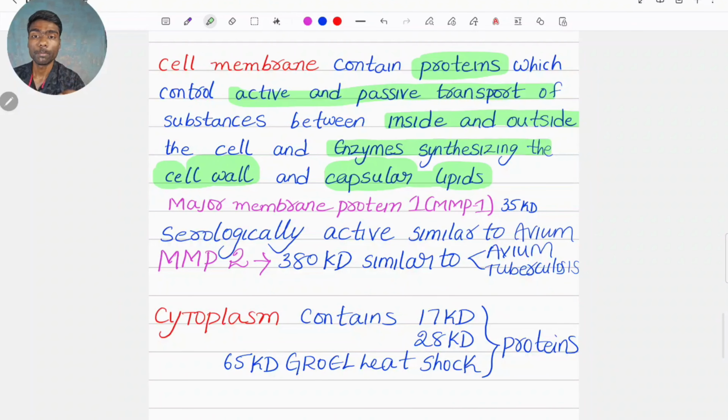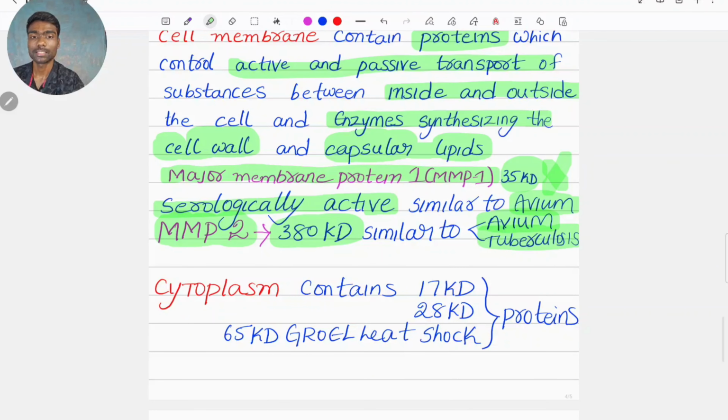It mainly contains two proteins known as major membrane protein 1, which is about 35 kilodaltons, and major membrane protein 2, approximately 380 kilodaltons. MMP1, MMP2. MMP1 is serologically active. It is similar to Mycobacterium avium. MMP2 is similar to both avium and Mycobacterium tuberculosis. Similar proteins are seen in those organisms also.